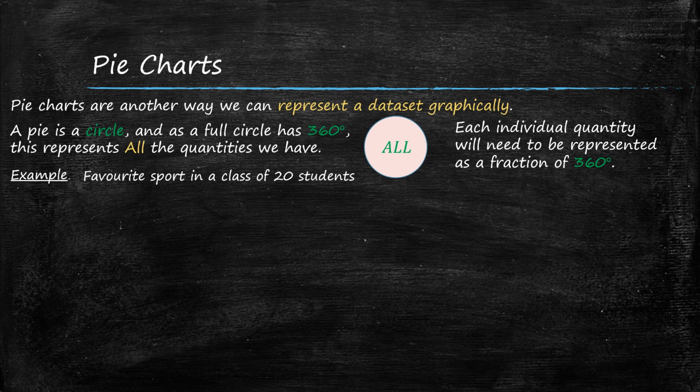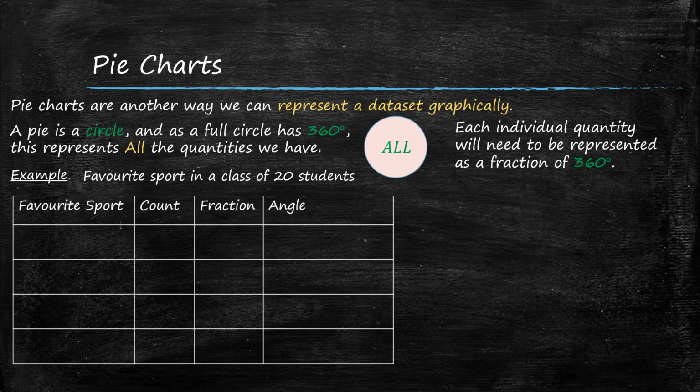So let's take a look at an example in which we create a pie chart. We did a survey of the favourite sport across a class of 20 students, and the results we got were as follows. Football, there was a count of 10 out of 20 students. Football was their favourite sport. For rugby, we had a count of 5. For tennis, we had a count of 2, and for other sports, we had a count of 3, which covered things like basketball, hockey, etc.